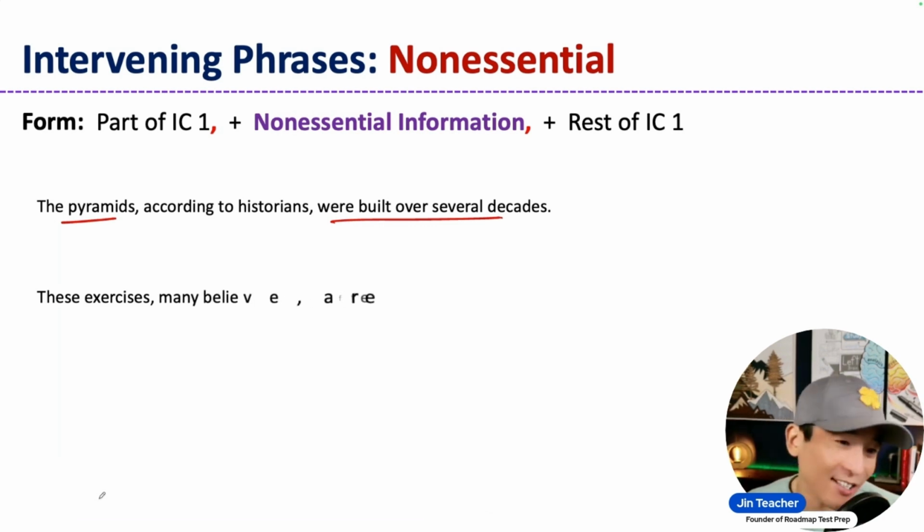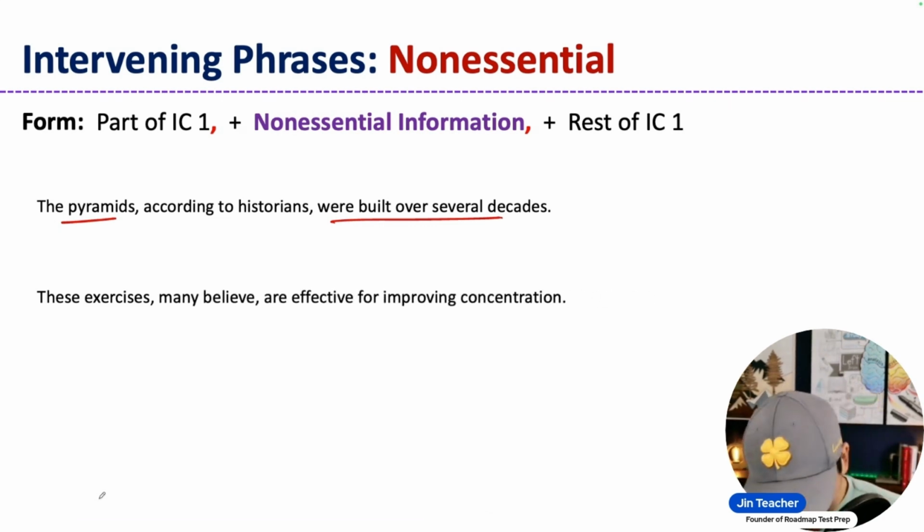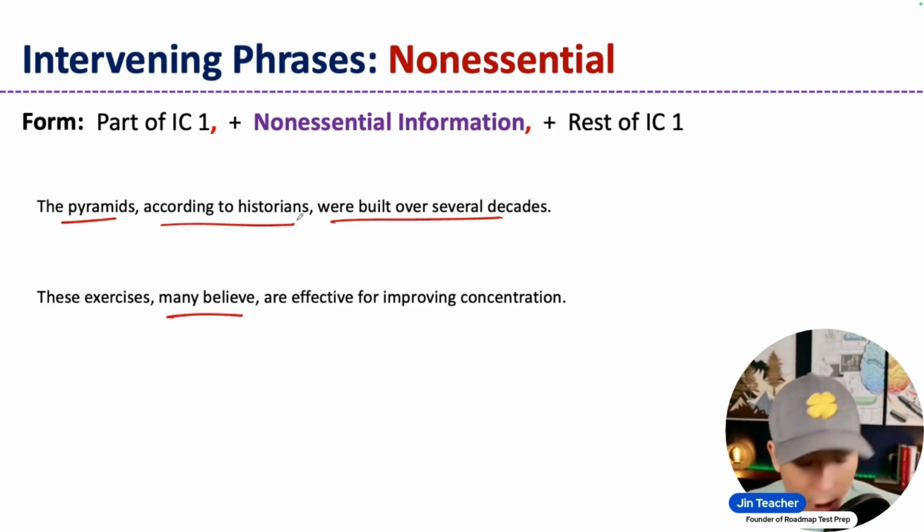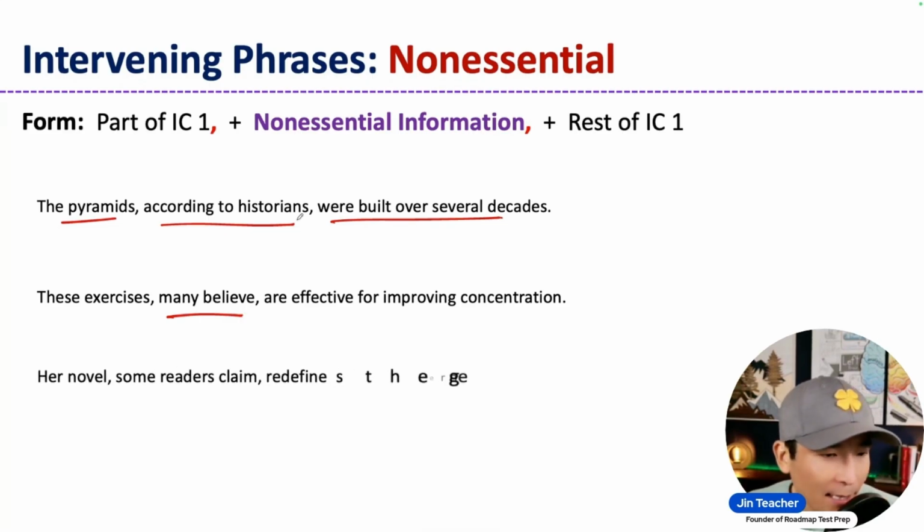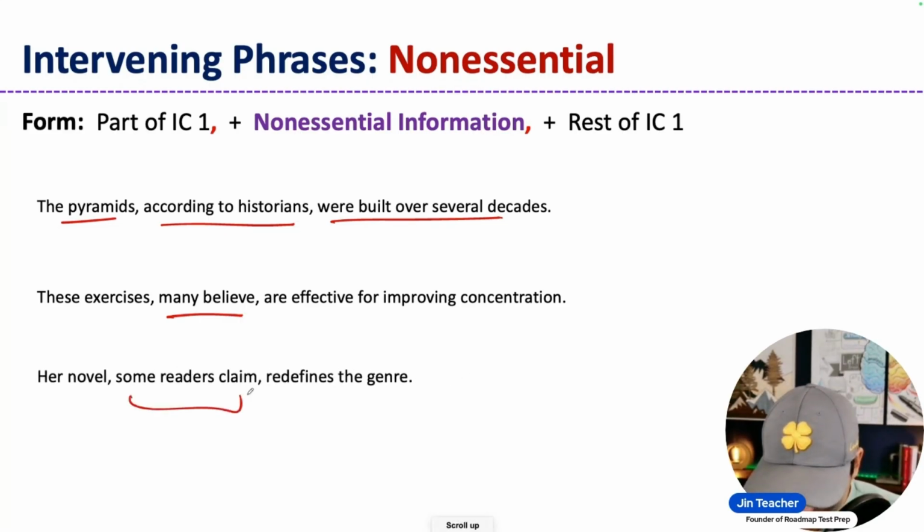There are other types too. So, these sources of information, these interrupters, things like, in this case, many believe, or you might say something like some readers claim, critics argue. These are certain types of intervening phrases, these interrupters, and just know that this is going to be another type of non-essential information, okay?